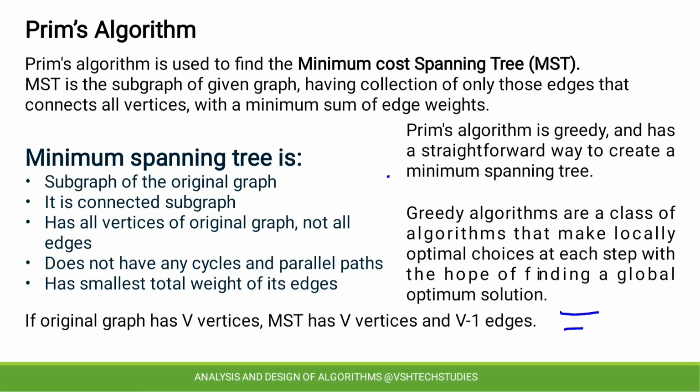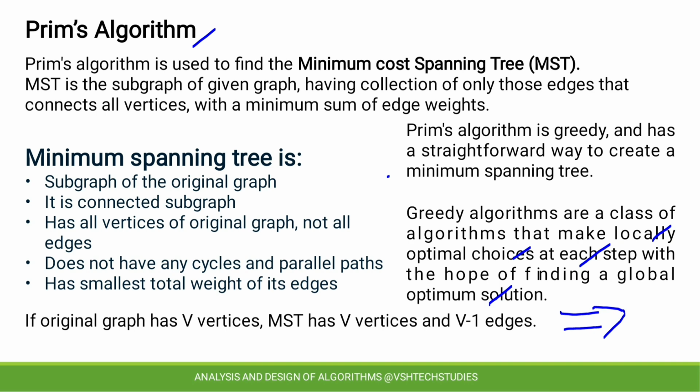Next we shall know what the different steps involved in Prim's algorithm are. Then we shall solve a problem taking a graph, and see how for that graph the minimum cost spanning tree is found using Prim's algorithm. Then we'll come to know how at each step Prim's algorithm applies locally optimal choices and finds the optimum solution, that is, the minimum cost spanning tree.